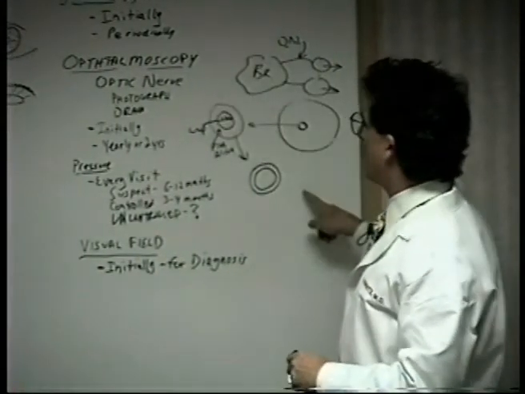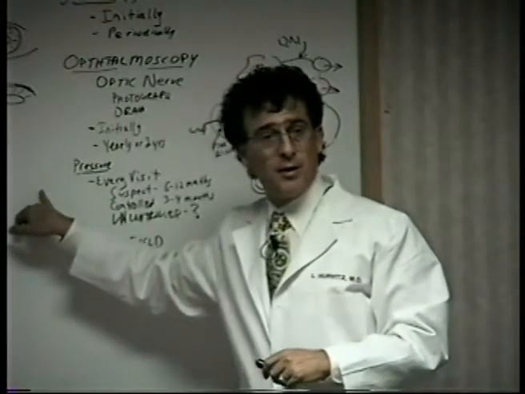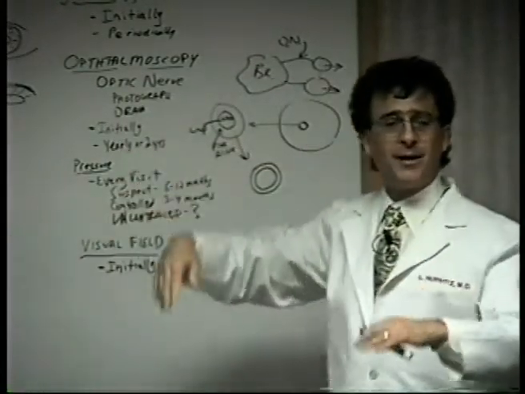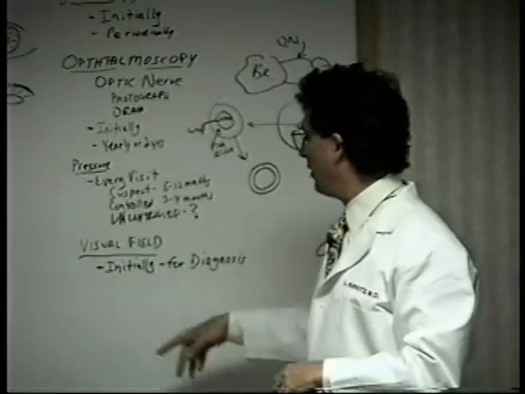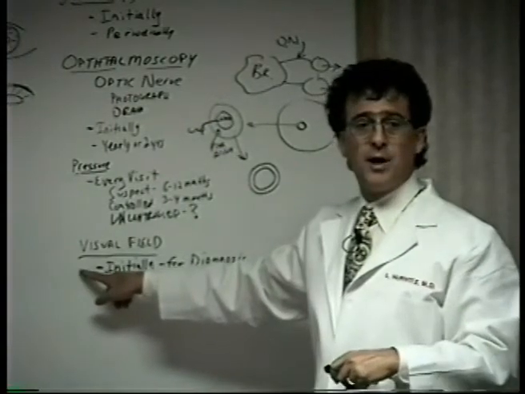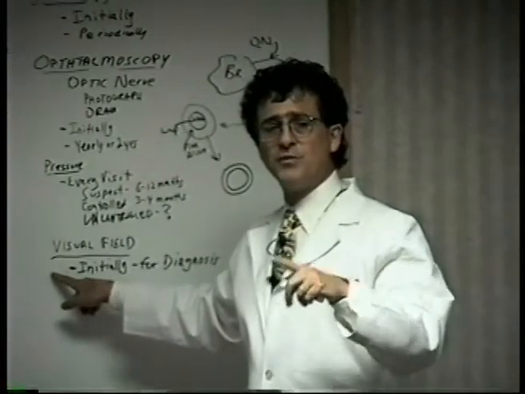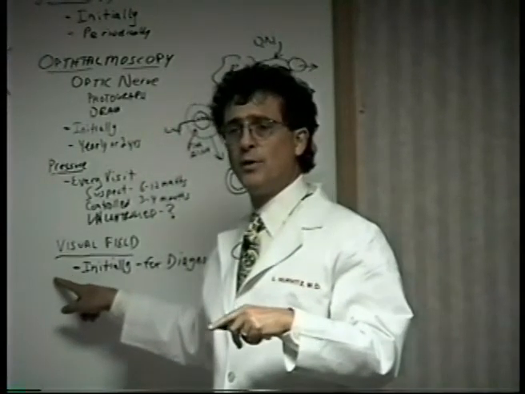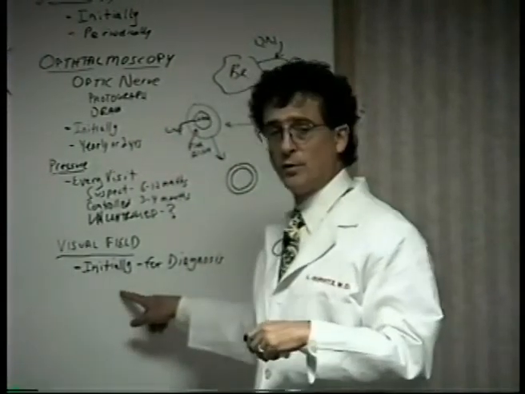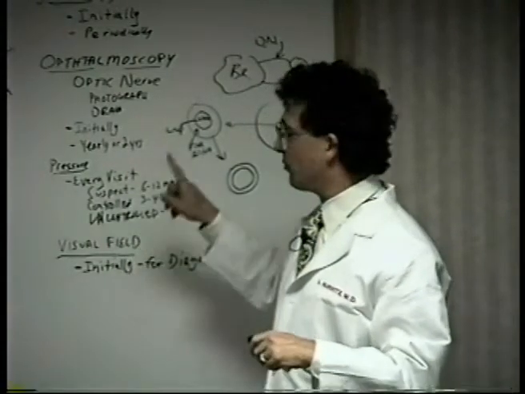So we knew that. We looked at the nerve already. The pressure was borderline, we said, right? What are we going to do? We'll have them come back. And what are we going to do? We're going to do a visual field. And what might we do when they come back? What else might we do when they come back besides do the visual field? That's right. Check the pressure.